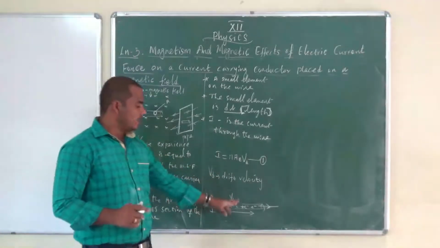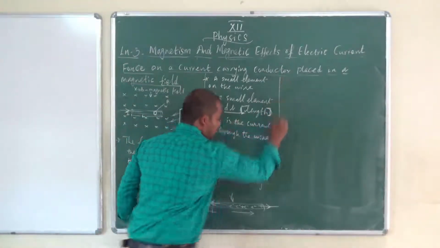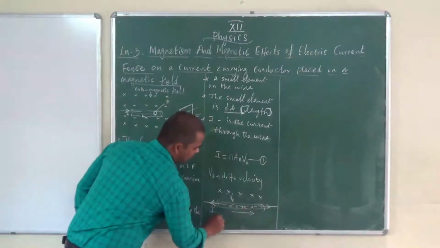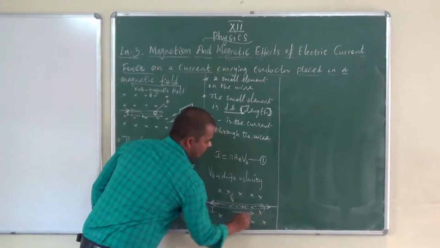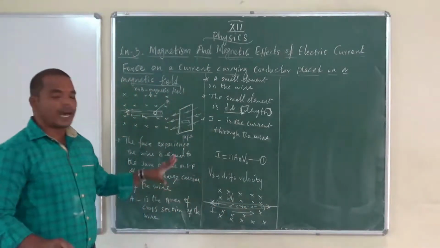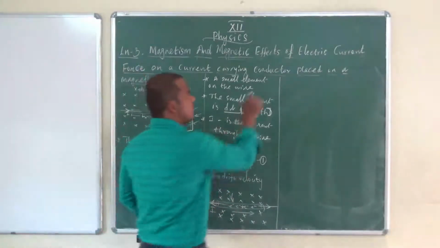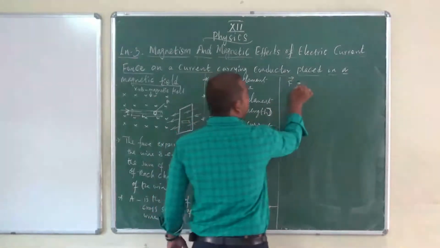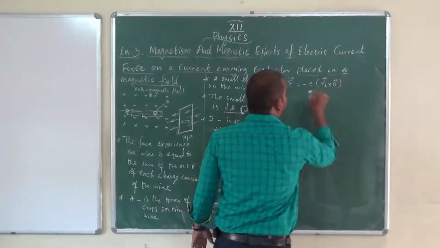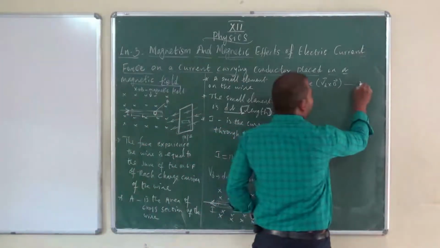So the free electrons move opposite to the direction of current due to the drift velocity. The conductor is kept in a uniform magnetic field, isn't it? In the beginning I explained. So the conductor is placed where we have kept a uniform magnetic field, and it experiences a force. That force is represented by F vector equal to minus e Vd into B vector. Minus e, because the charge of the electron is negative.